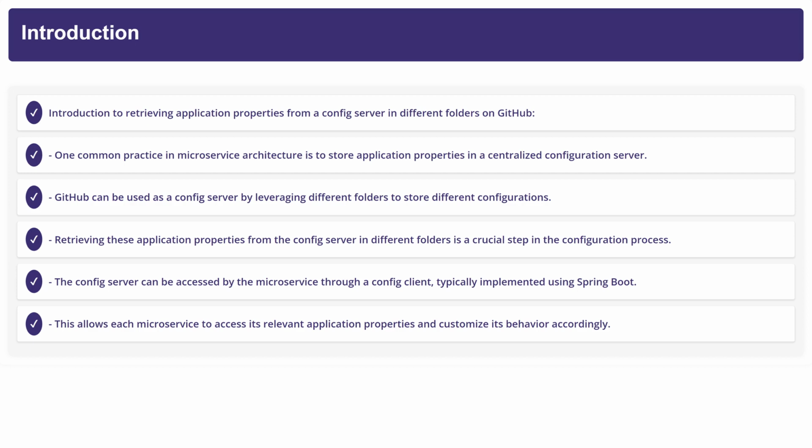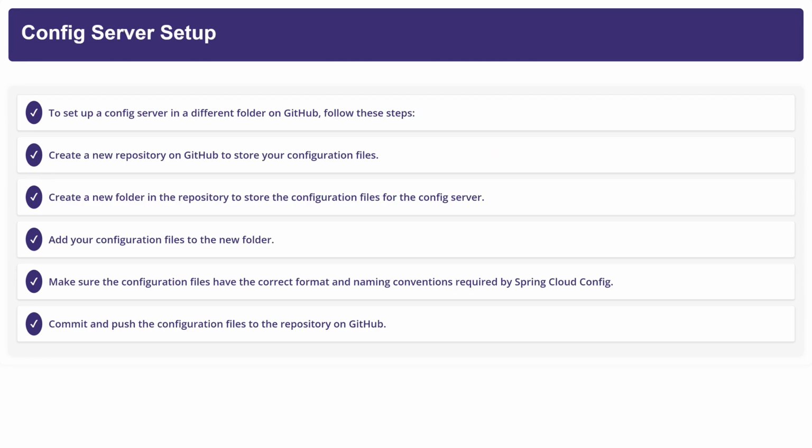The config server can be accessed by the microservice through a config client, typically implemented using Spring Boot. This allows each microservice to access its relevant application properties and customize its behavior accordingly. To set up a config server in a different folder on GitHub, you need to follow these steps.